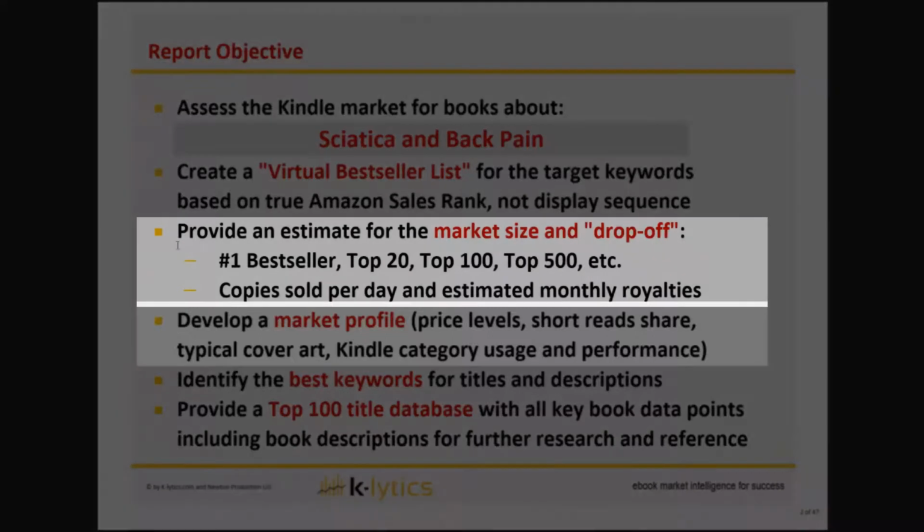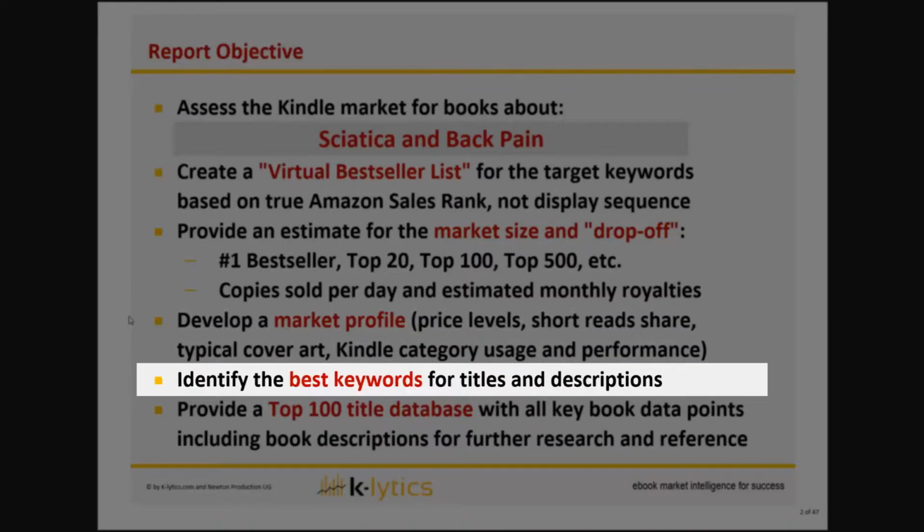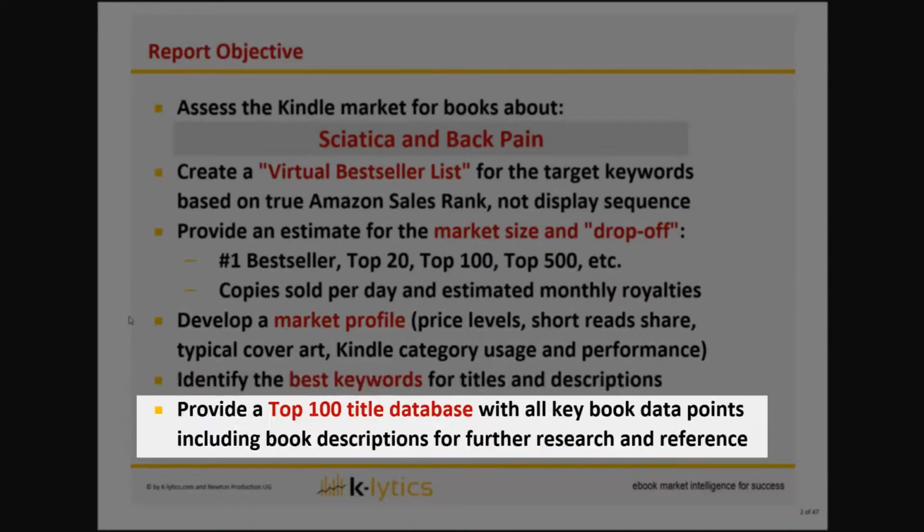We develop a complete market profile in terms of pricing levels, what's the short read share, typical cover art analysis with which you can brief your designers, Kindle category usage and their performance. We also identify the best keywords for the titles and descriptions and provide a top 100 title database with all the book data points, including the book descriptions for further research and reference, so that you don't have to go back to the Amazon platform when you do the in-depth content research for your book project.